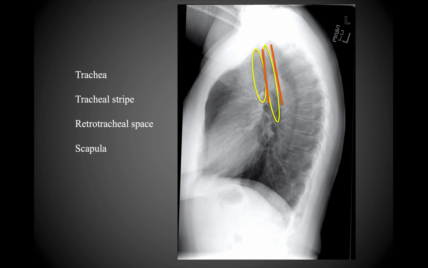And then finally, the scapula usually is going to be located just posterior to that retrotracheal space when the arms are in a horizontal position out in front of the patient. So that's the typical orientation that we use when we perform a left lateral or any lateral chest x-ray.